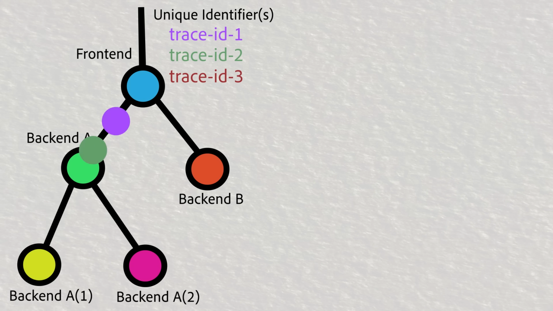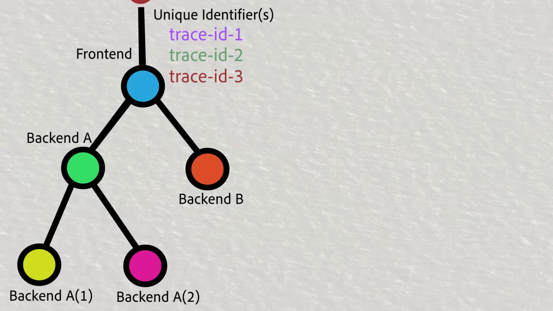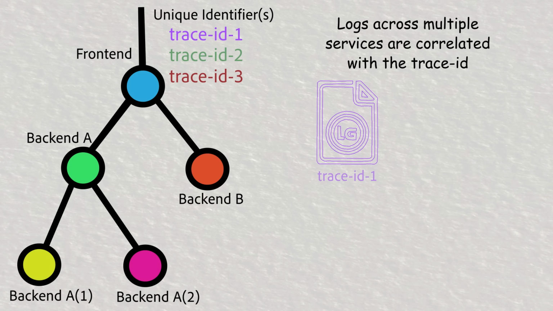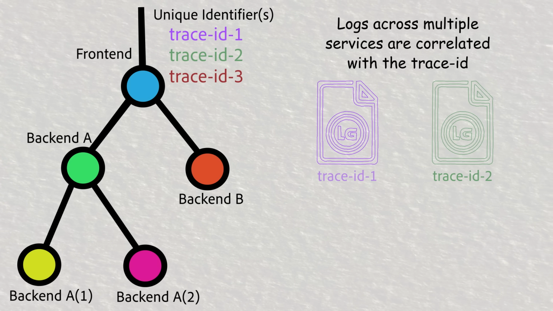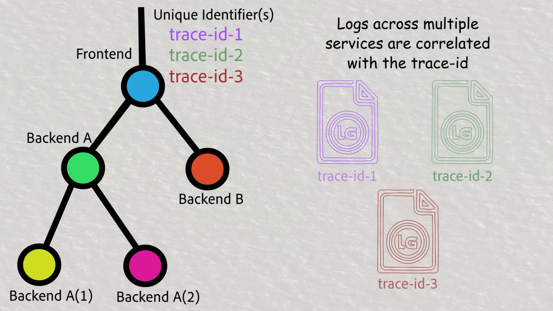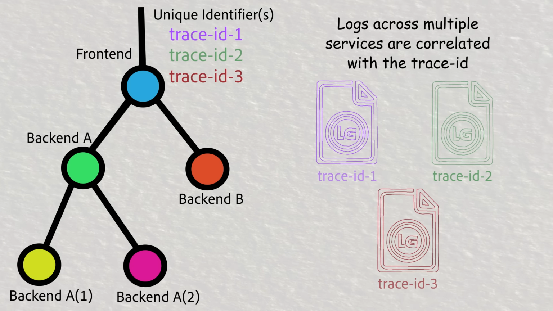The system might also receive simultaneous requests. All the logs in these services are correlated with the trace ID, so that for a single network request, the user is able to query all the logs across services.